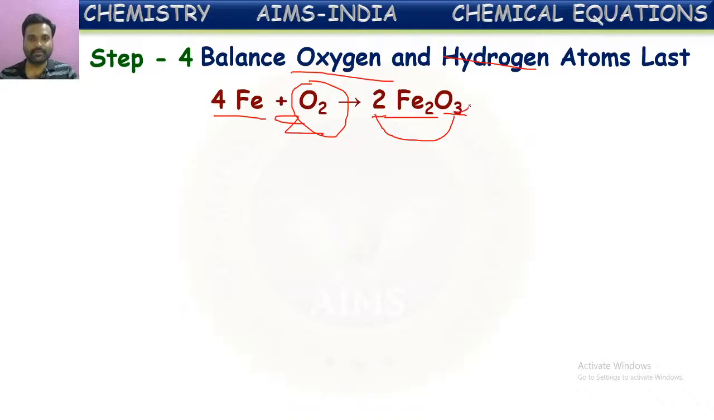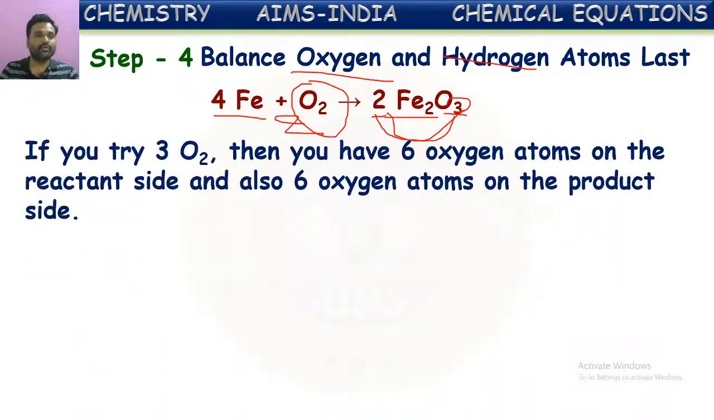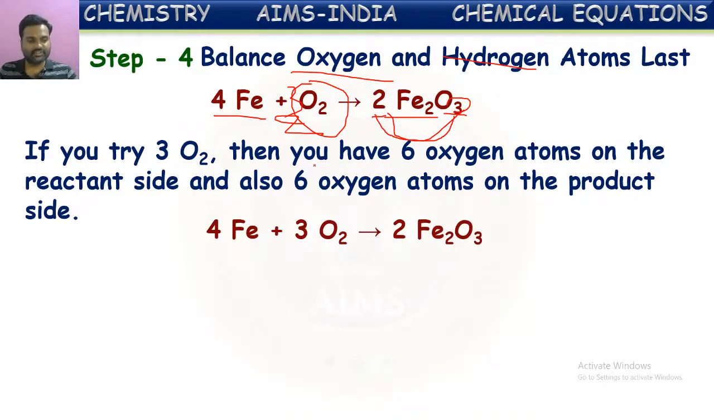We have to multiply this number with the coefficient number. Total it becomes 6 oxygen atoms. So the same number, 6 oxygen atoms, should come on the reactant side also. So for that, if we try multiplying the reactant side oxygen with 3, then we have 6 oxygen atoms on the reactant side also. So finally oxygen atoms become the same on both the sides if you keep 3 on the reactant side. So you can write the equation like this. By this, if you observe, the number of oxygen atoms on both the sides is becoming 6.